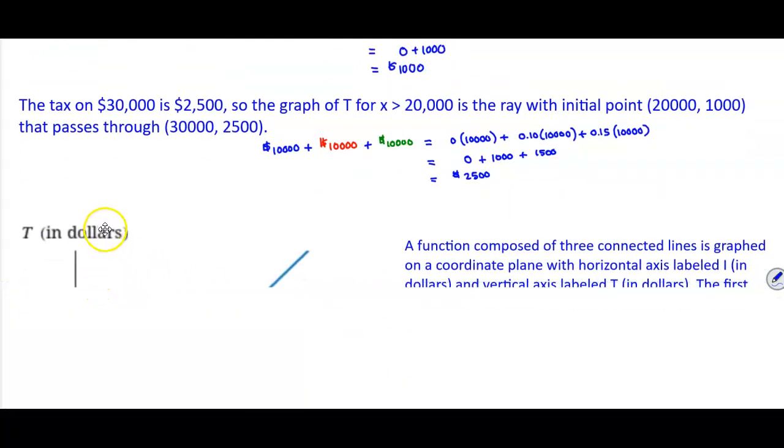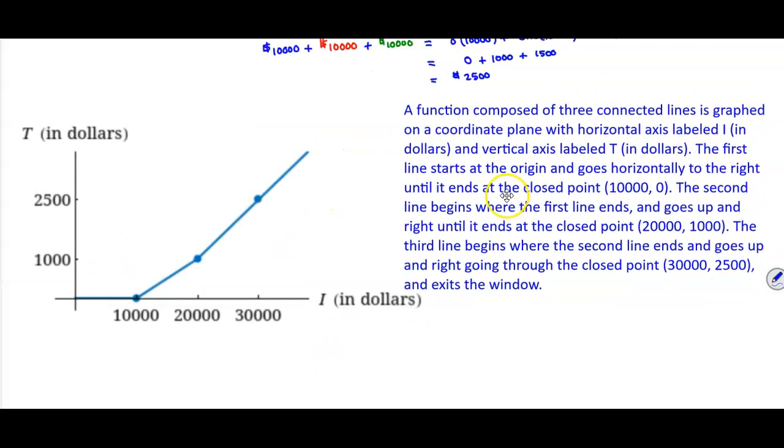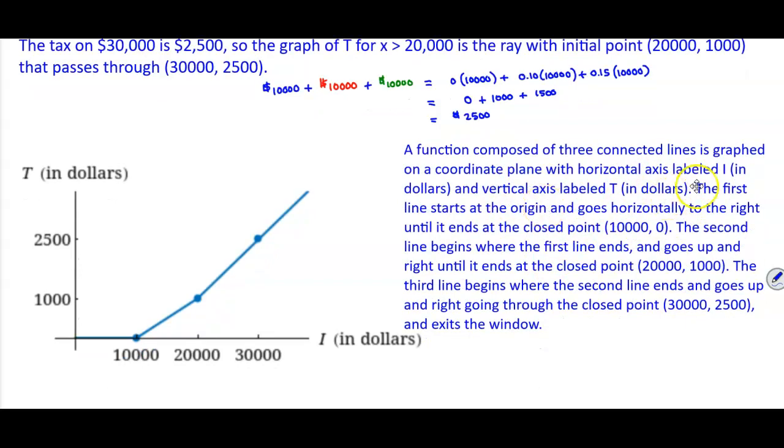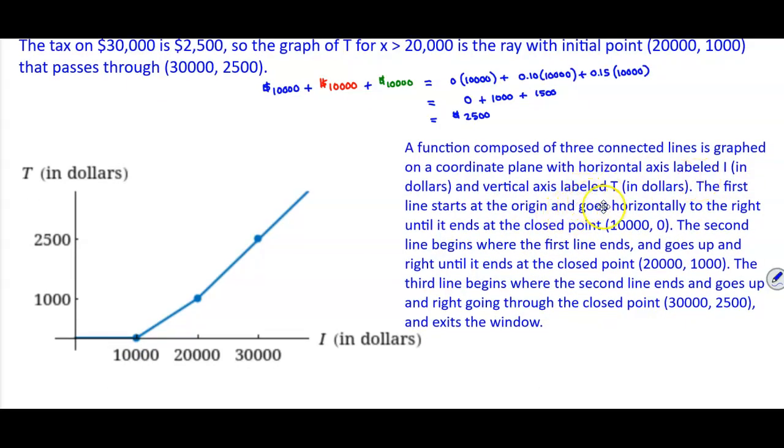So how are we going to graph this? Let's take a look. The function is composed of three connected lines, graphed on the coordinate plane with the horizontal axis labeled I in dollars and the vertical axis labeled T in dollars. Let's talk about the first line segment. It starts at the origin and goes horizontally to the right until it ends at the closed point of (10,000, 0). So here we're going here, and there is our first line segment.